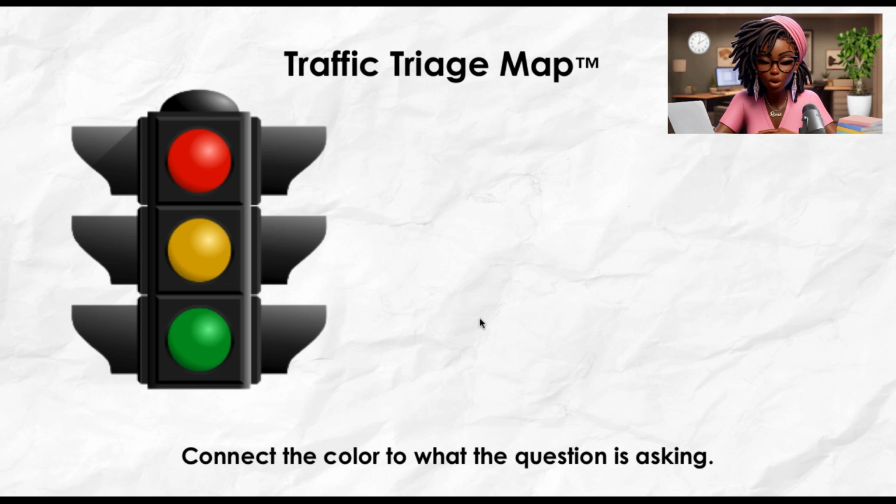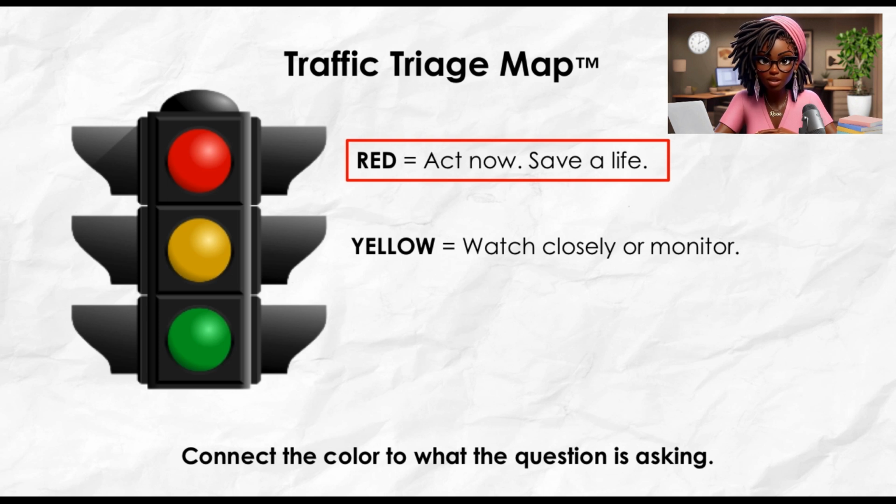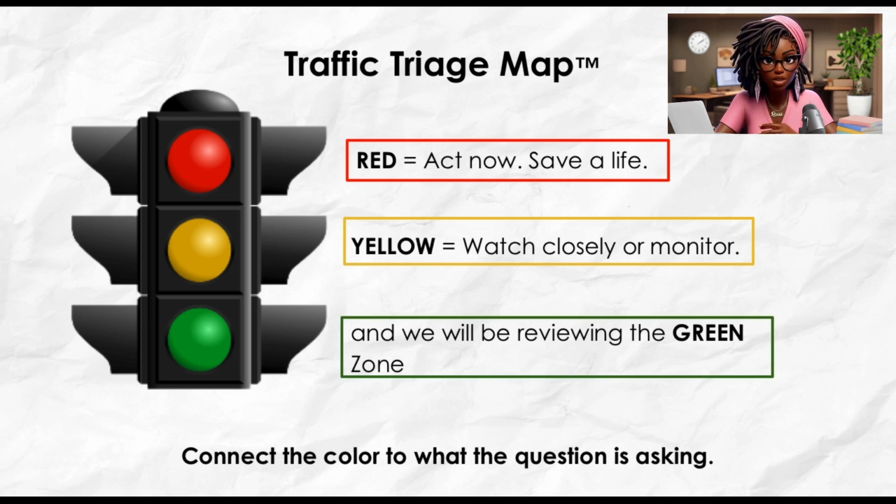All right, let's do a quick review of what the traffic triage map is all about. When we look at the traffic triage map, we learned in the prior videos that red equals act now, save a life. The yellow means watch closely or monitor as it could get worse. And we're going to be reviewing the green zone today, which means stable and/or safe to delegate, but it does not require an immediate RN action. Always remember it is important to connect the color to what the question or the stem is asking.